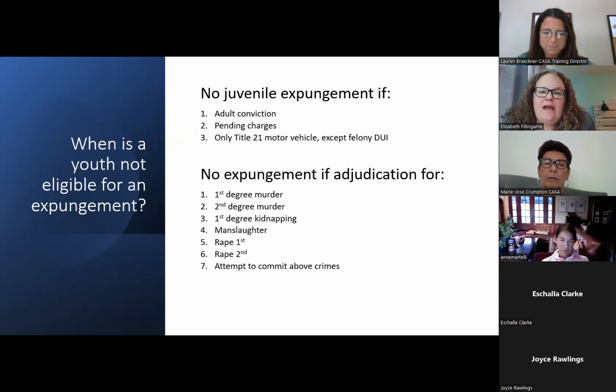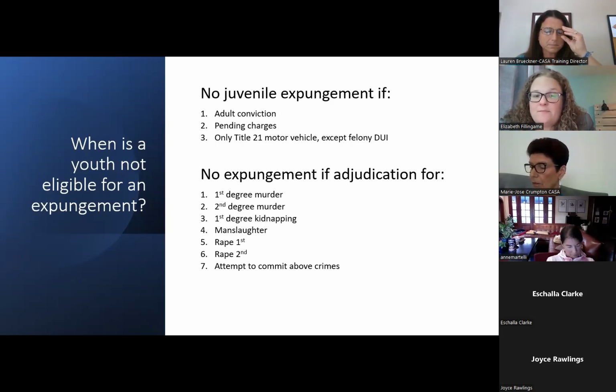All right. And then they also don't qualify for an expungement if they have an adjudication for first degree murder, second degree murder, first degree kidnapping, manslaughter, rape first, rape second, or any attempt to commit the above crimes. And so that is an exhaustive list. It is those 6 and attempted of those 6. If they have an adjudication for those, they do not qualify for a juvenile expungement, period.